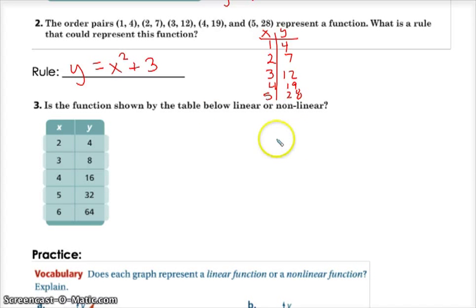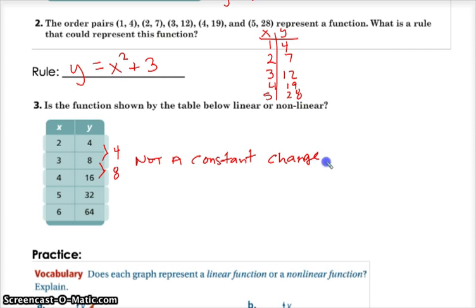In question number 3, the function shown by the table below, is it linear or nonlinear? I'm looking for a constant change, so the change from 4 to 8 was 4. The change from 8 to 16 is 8. I can stop right there. This is not a constant change. Therefore, this is non-linear.